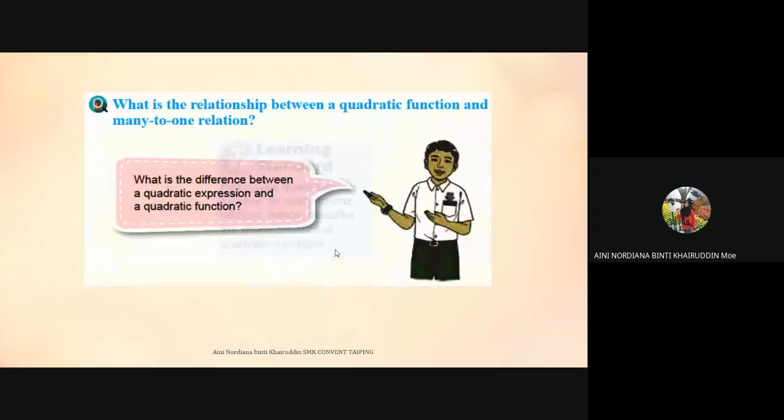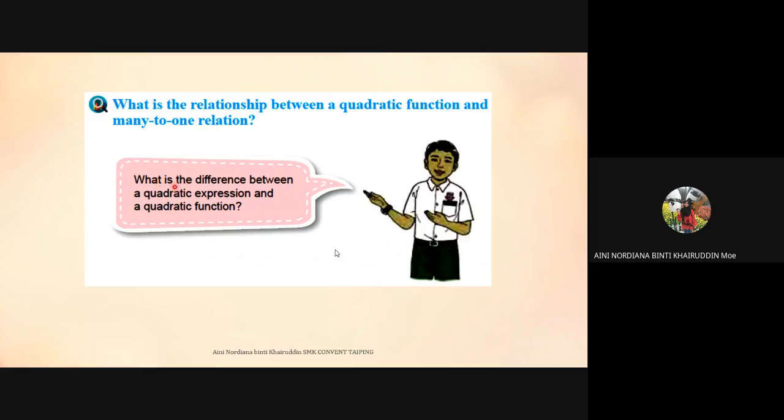Next. Our second learning standard for today's lesson: recognize quadratic function as many to one relation. Hence, describe the characteristic of quadratic function. Okay, now it is quadratic function. Just now it was quadratic expression. Now quadratic function. The relationship between quadratic function and many to one relation.